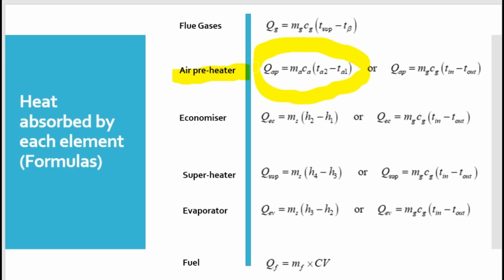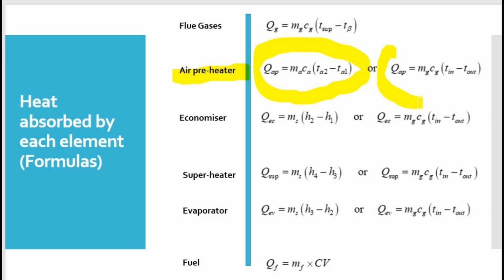QAP equals to MA CA (TA2 minus TA1), where MA is the mass of air, CA is the specific heat capacity of air, and TA2 is the temperature after the air preheater, and TA1 is the temperature before the air preheater.